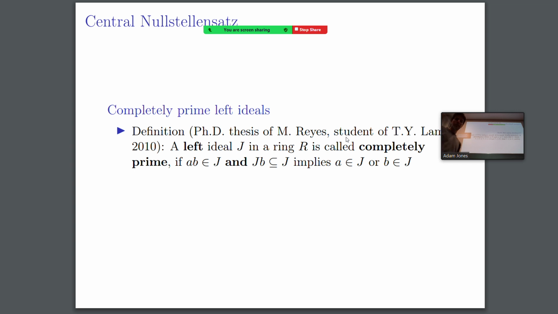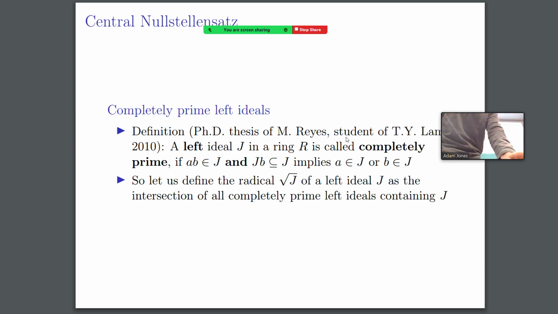We looked into it, and it turns out that this was exactly what we needed for our problem. We are going to define the radical implicitly, simply as the intersection of all completely prime left ideals containing our ideal J. Of course, in the commutative case, this is simply the usual definition of a prime ideal.